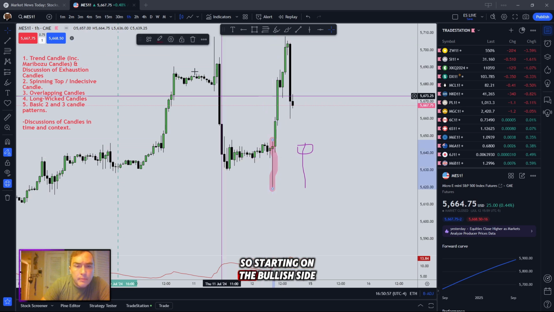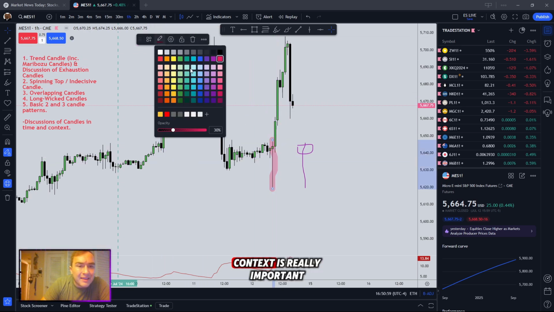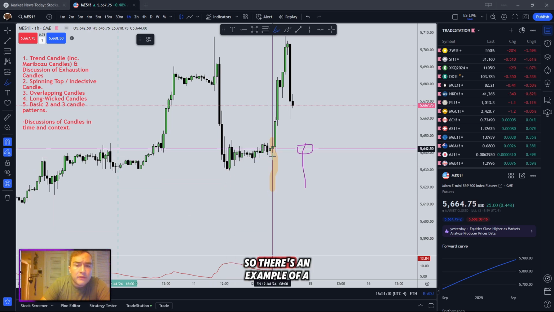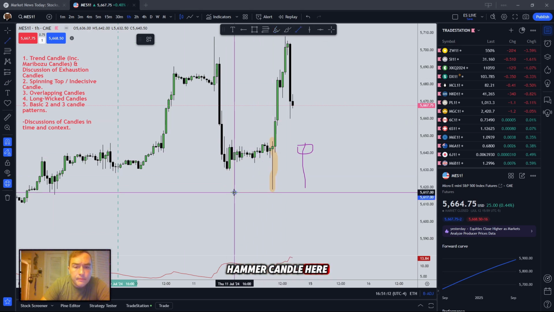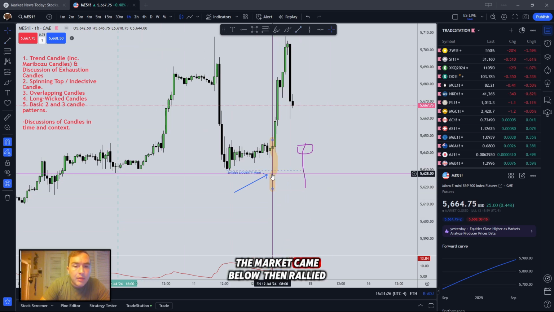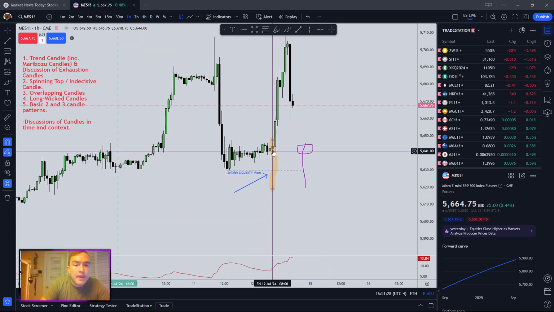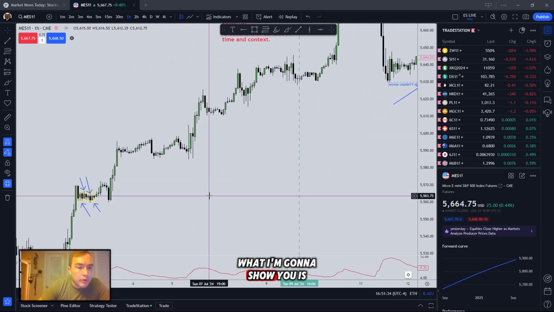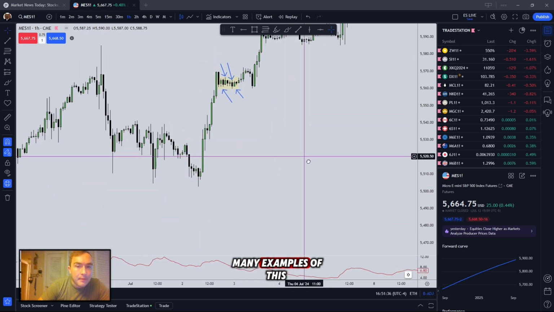So starting on the bullish side, context is really important. There's no portion of this video where I can talk about candles in isolation. Context is always important. So there's an example of a hammer candle here, or a long-wicked candle. Notice that the market formed a short-term low here. Notice that the market came below and then rallied higher, okay, forming what looks like a hammer. In context, guys, there are many, many examples of this.